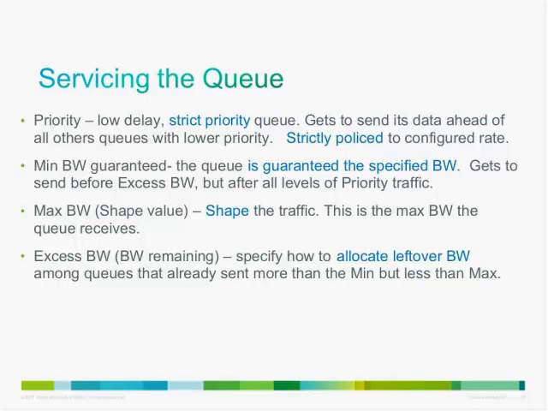Max bandwidth: if there is no traffic in the network, then we can go up to the max of a certain bandwidth available. Excess bandwidth is how we allocate the remaining, or whatever available, bandwidth between different classes. Most of the time, if we don't configure bandwidth remaining ratio, it would be divided equally among all the classes available.